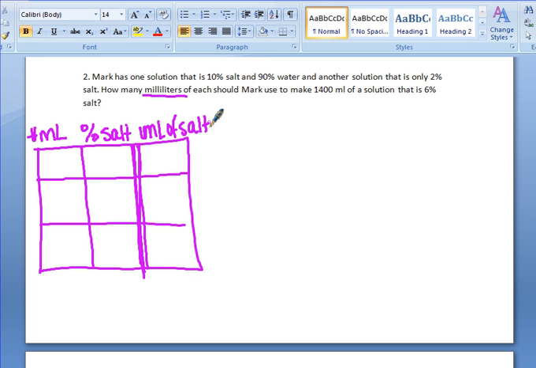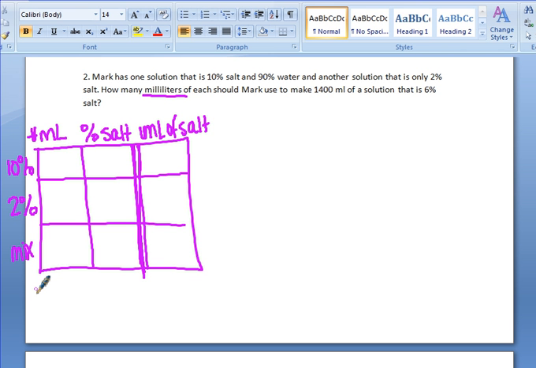All right, we have two solutions. One is 10% salt. One solution is 2% salt. And then we want to end up with a mixture. All right, so we have drawn our box, we've labeled our column. Now we want to go ahead and fill in the given information.